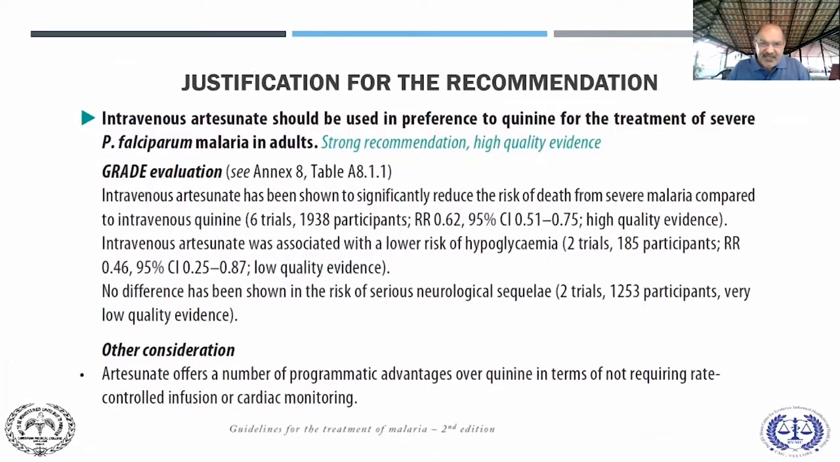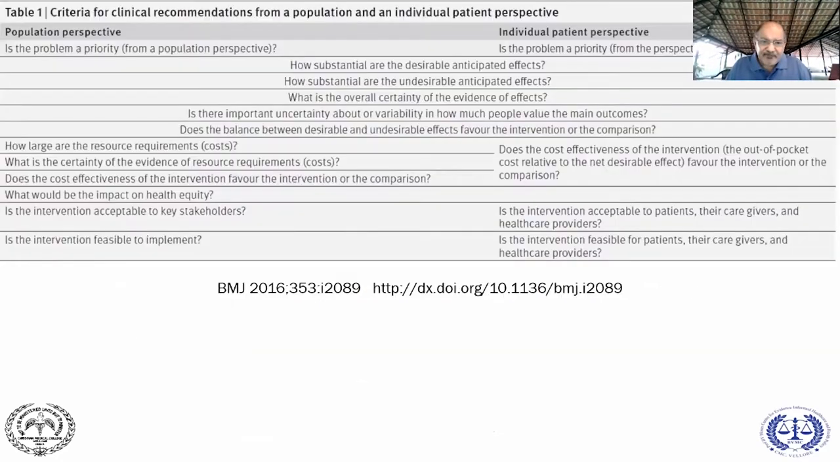Based on this, they gave you a justification for their strong recommendation and high quality evidence, saying that there's a significant reduction in the risk of death with artesunate, which is high certainty evidence. And there is low certainty evidence that it's associated with a lower risk of hypoglycemia, favoring artesunate, and no difference in neurological sequelae. And because of that, as well as some monitoring considerations and practical applications, they think this is a good recommendation to make.